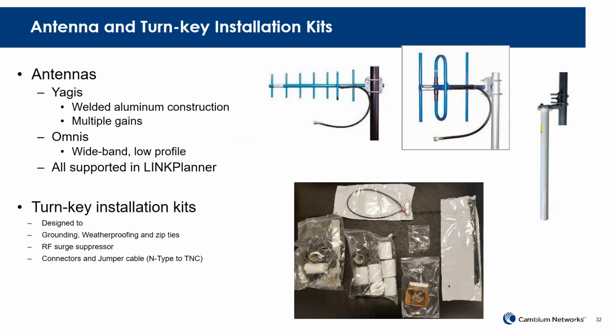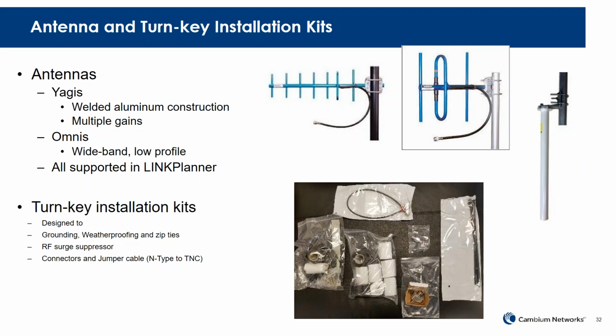Along with these radios, we offer a variety of antenna options. So we have Yagi antennas, and we have an Omni antenna. All of these are supported in Link Planner. So if you want to do what-if scenarios, like if I change the gain of the antenna or the height of the antenna, you can see the impact on both the throughput and the availability of that link. So that's one of the benefits of selecting one of these antennas.